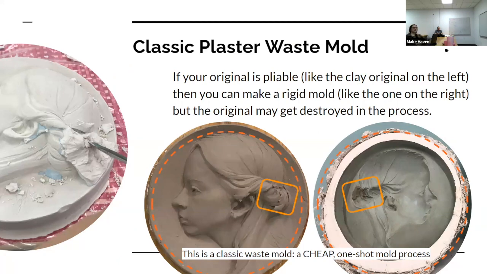So it's kind of hard to parse what you're looking at, but this is just a classic waste mold, which is a really, really old technique. It's been used for a very, very long time. That's basically taking your soft clay original most of the time and making a single use mold where the original is pulled out of a rigid plaster mold. And it gets kind of messed up in the process, but your mold is good.